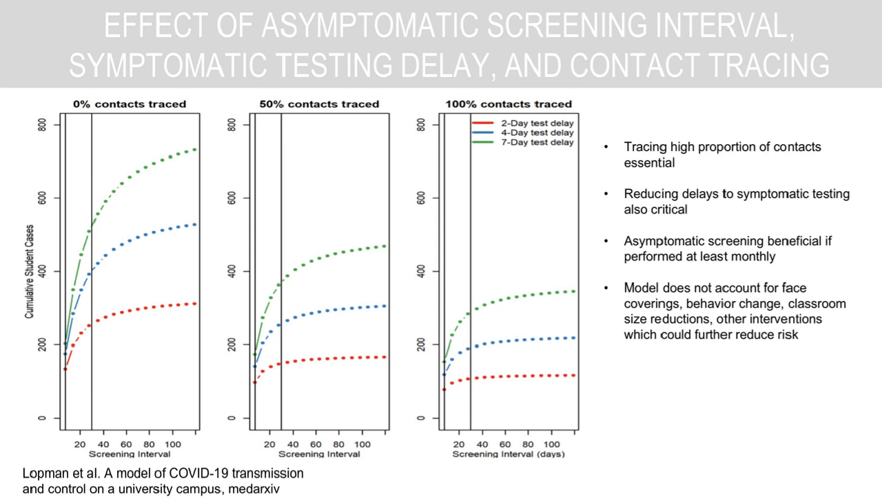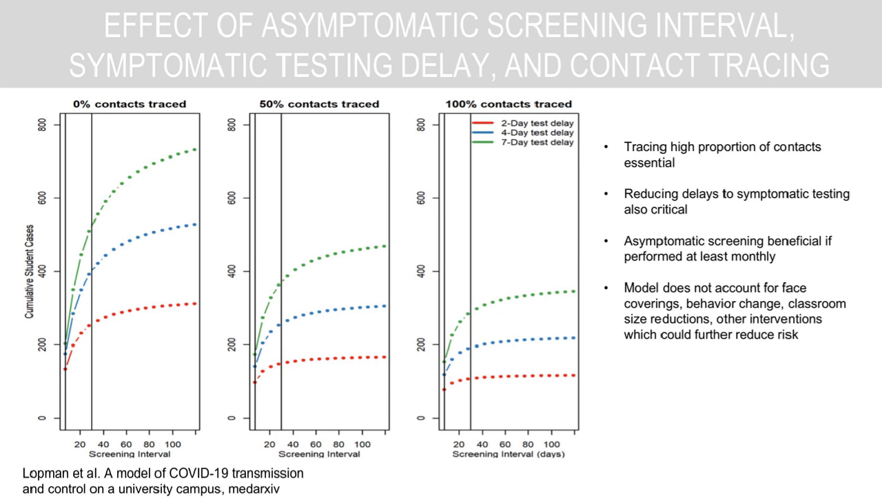So if we compare the three boxes from no contact tracing on the left to 100% of contacts traced on the right, we can see that the cumulative student cases reduce dramatically when we incorporate contact tracing in the model. So tracing a high proportion of contacts is essential in order to control outbreaks on campuses. Now, looking within boxes at the colored lines, we can see that reducing delays to symptomatic testing from 7 days in the green to 2 days in the red is also critical at reducing the cumulative burden of an outbreak.